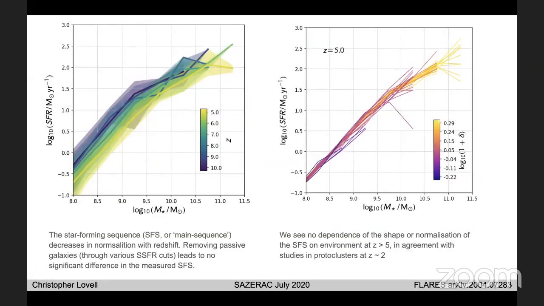So finally, we also looked at the star forming sequence. On the left, you can see there's a general decrease in the normalization with decreasing redshift as expected. We also measure a very strong double power law-like shape with a turnover that evolves similarly to the knee in the galaxy stellar mass function. However, we don't see any dependence on overdensity. So even the most overdense regions, whilst extending to higher stellar masses, do not show any difference in the star formation rate at fixed stellar mass. And this is in agreement with a number of observational protocluster studies at slightly lower redshifts of 2 or 3. Next slide, please.